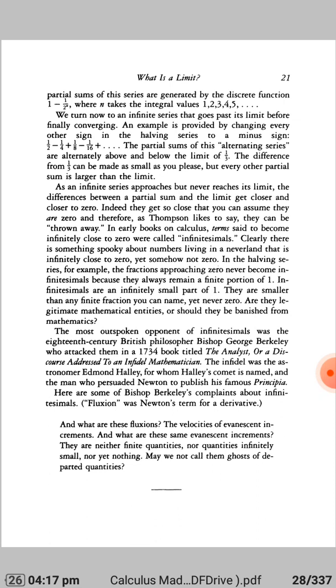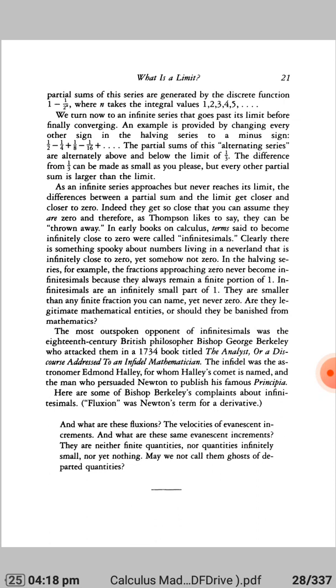The partial sums of this alternating series are alternately above and below the limit of 1/3. The difference from 1/3 can be made as small as you please, but every other partial sum is larger than the limit. As an infinite series approaches but never reaches its limit, the difference between a partial sum and the limit gets closer and closer to 0. Indeed, they get so close that you can assume they are zero, and therefore, as Thompson liked to say, they can be thrown away.